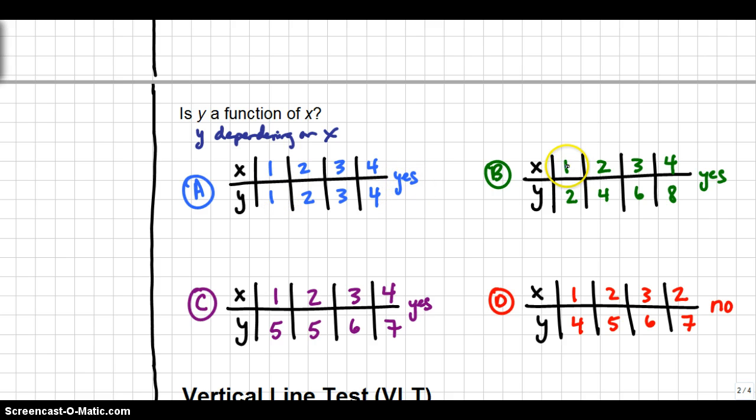In question B here, you plug in a 1, you get a 2. Plug in a 2, you get a 4. Plug in a 3, you get a 6. Plug in a 4, you get an 8. Each input generates a different outcome, so that's clearly a function.